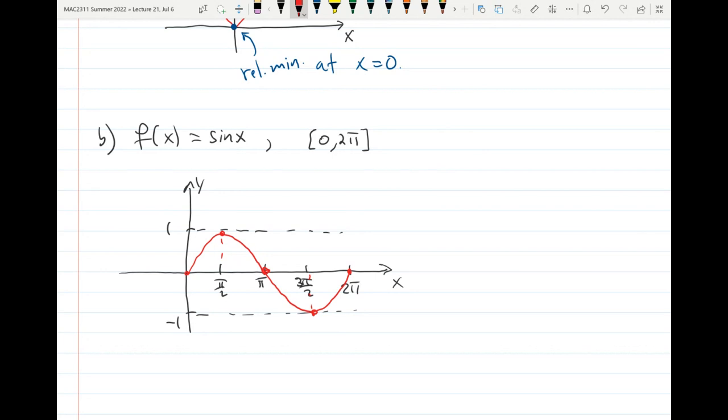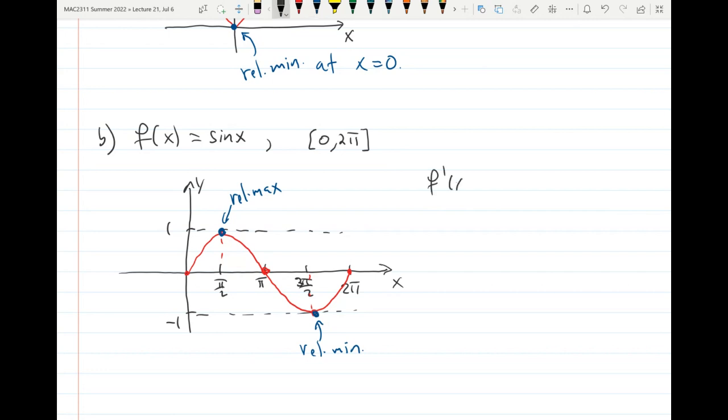And then let's try to locate any relative extrema on this interval. Do you see any relative maximum? So where is it? At pi over 2. So right here, we have a relative max. And do we have any relative minimum? 3 pi over 2. So it's a relative minimum at 3 pi over 2. Everybody okay with this?